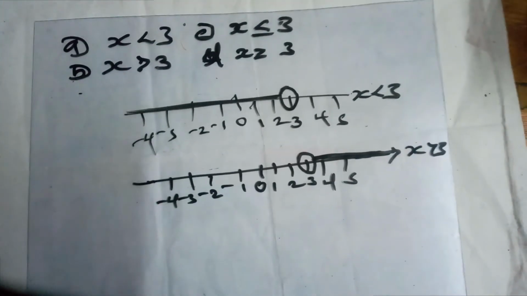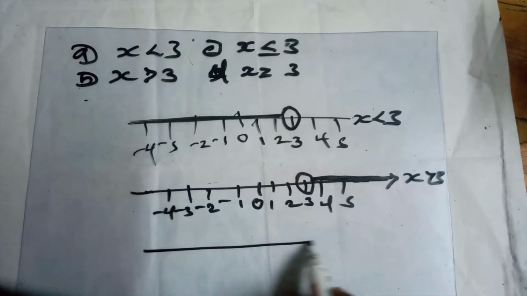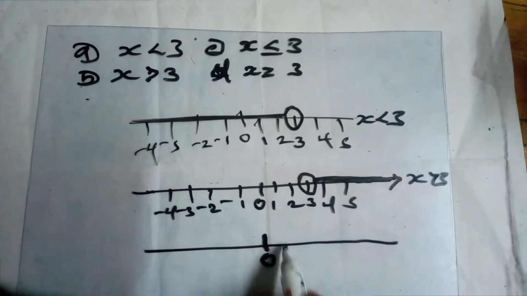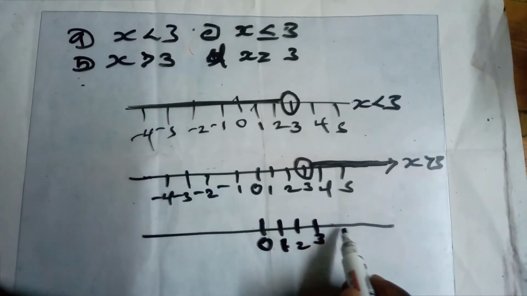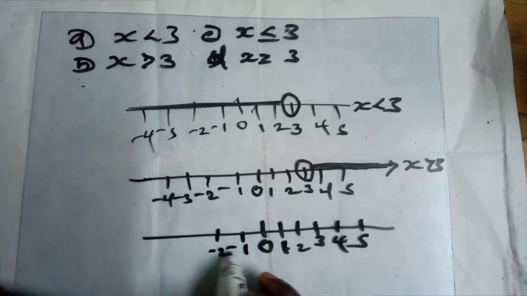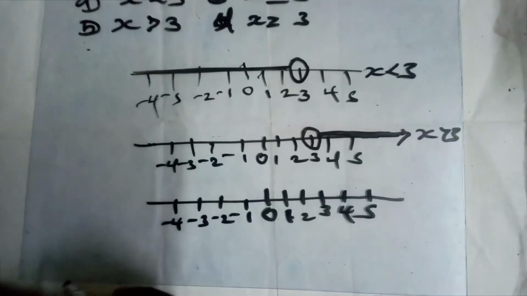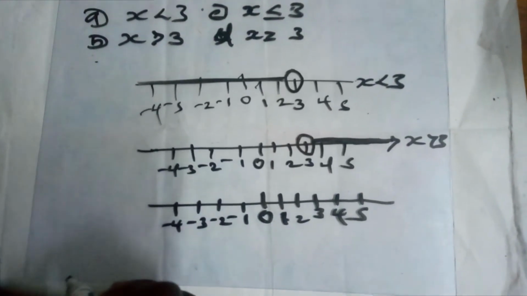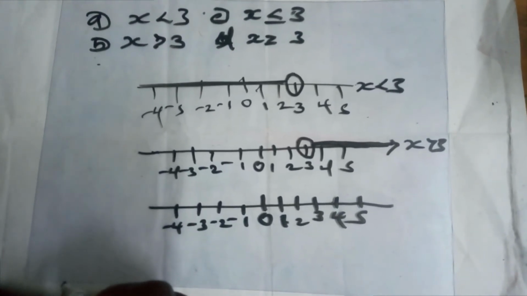So to move to our trickiest part, which is c, we have this number line 0, 1, 2, 3, 4, 5, -1, -2, -3, -4. We have this line, and then we are told to express x is less than or equal to 3.